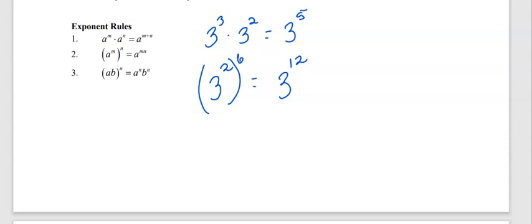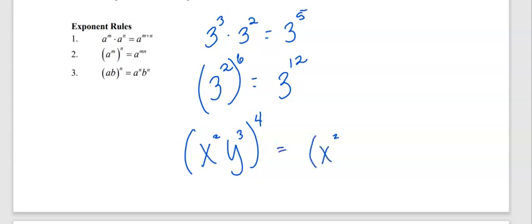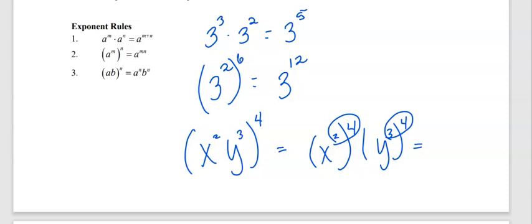The next thing, if we have a parentheses, so let's say, I'm just going to do some variables here, x squared, y cubed, and the whole thing is to the 4th, what that means is that the x squared gets raised to the 4th, and the y cubed also gets raised to the 4th because the entire parentheses was raised to the 4th. We would then continue this on power to power, we multiply. That would give us x to the 8th and y to the 12th.